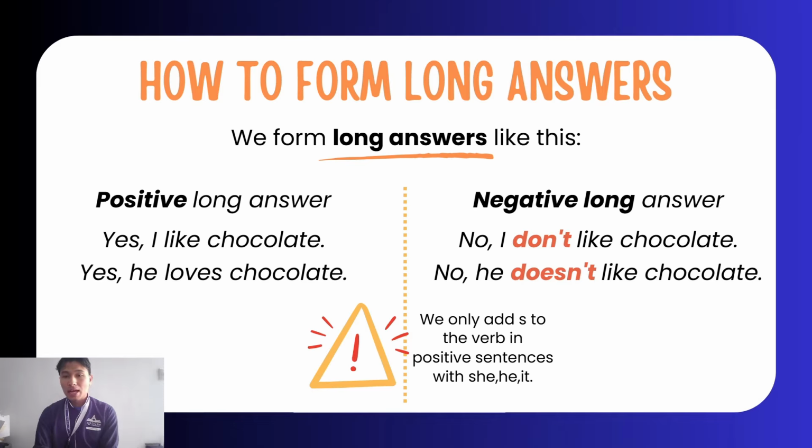With the negative long answer, we say, no, I don't like chocolate. No, he doesn't like chocolate. Remember, we only add S to the verb in positive sentences with she, he, and it.